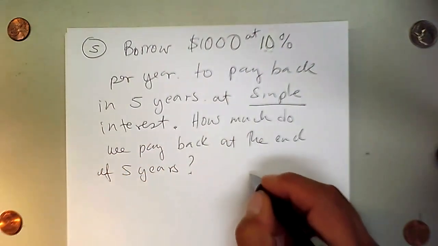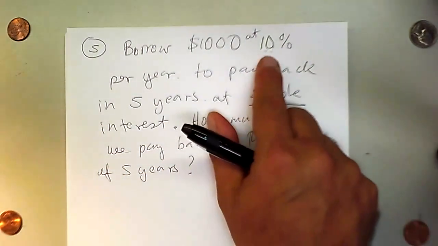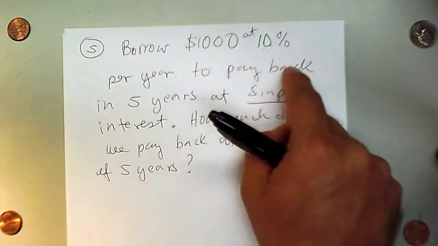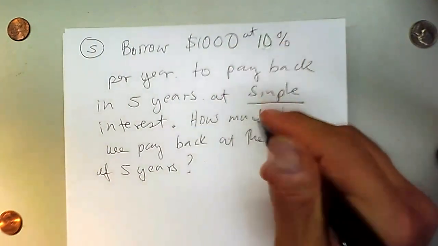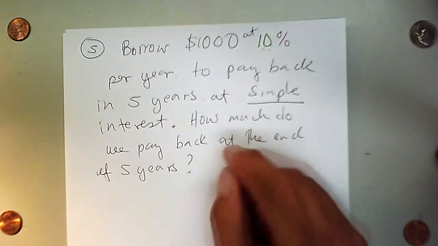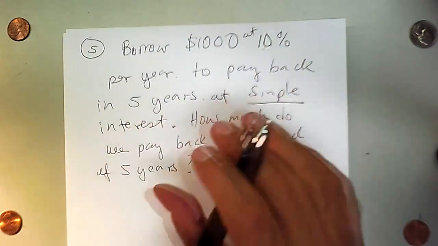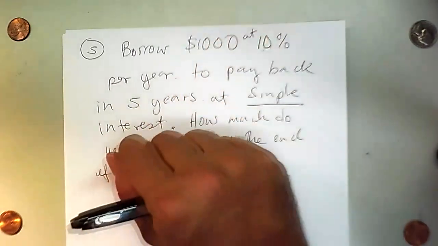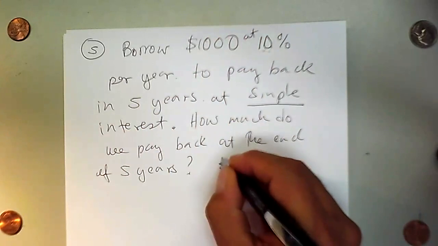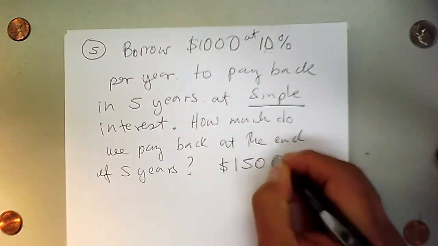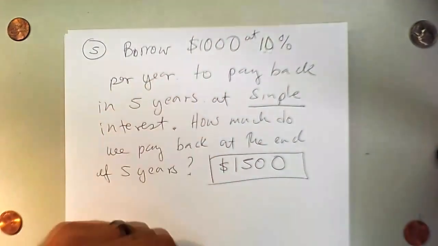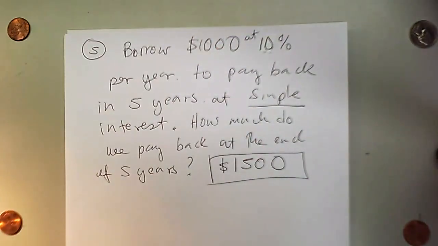Well, again, 10% of $1,000 is $100. So we pay $100 each year, and that gives us a grand total. We always ask for the grand total. So that is principal plus interest, and the grand total we have to pay back is $1,500. That's how much we have to pay back after 5 years under this contract.